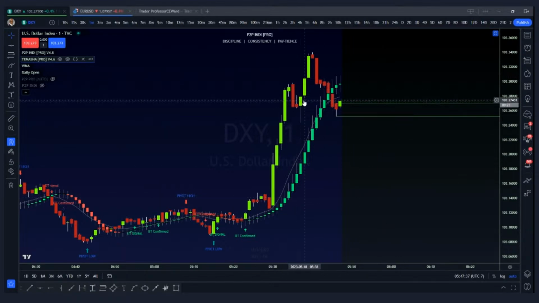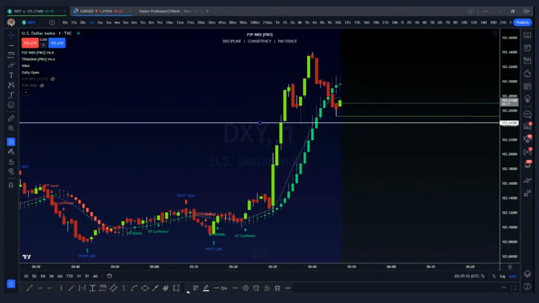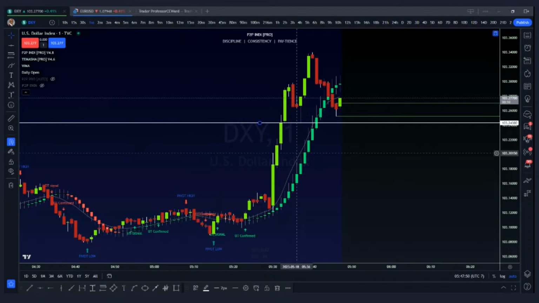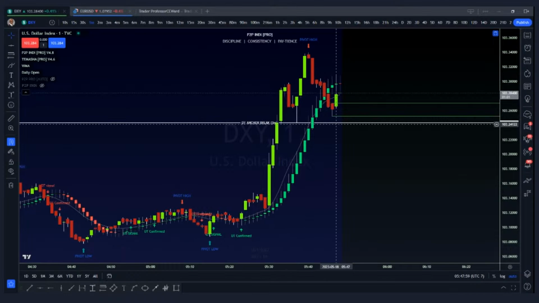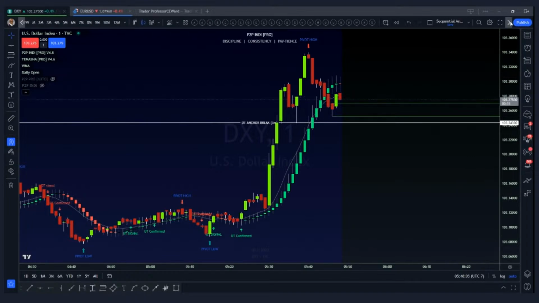All right, so if it breaks this here, then that'll be a downtrend breakout. Let's do an anchor break here. So if they break this anchor here, then we know they're gonna at least continue going down. So let's see what happens there. So that was Dixie. What else we got?